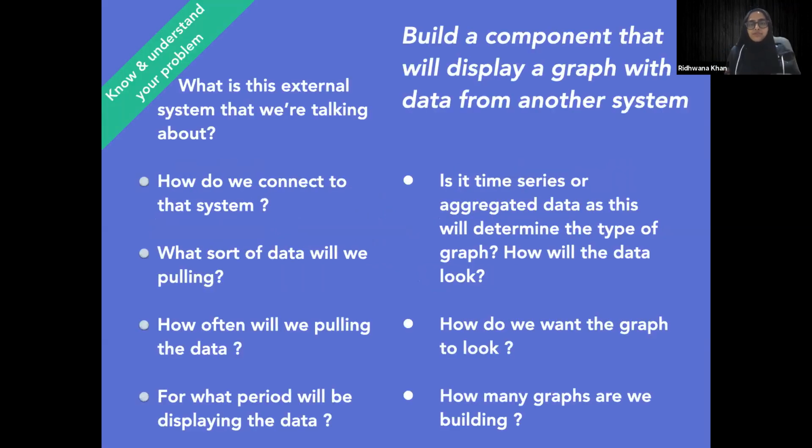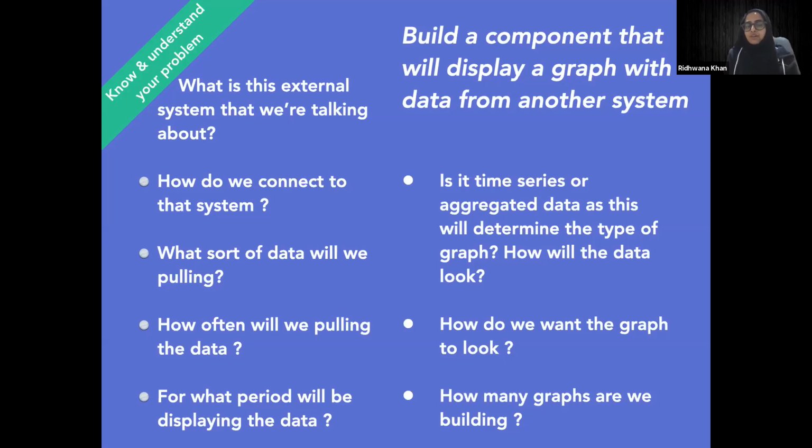So that's a very vague sort of statement. So the right questions for me to ask always in some meetings or in documents to understand the problem better were things like, what is this external system that we're getting data from? How do we connect to this system? What sort of data do we pull from the system? Is this data time series aggregated? And will this determine what type of graph we'll display? How often will we pull the data?